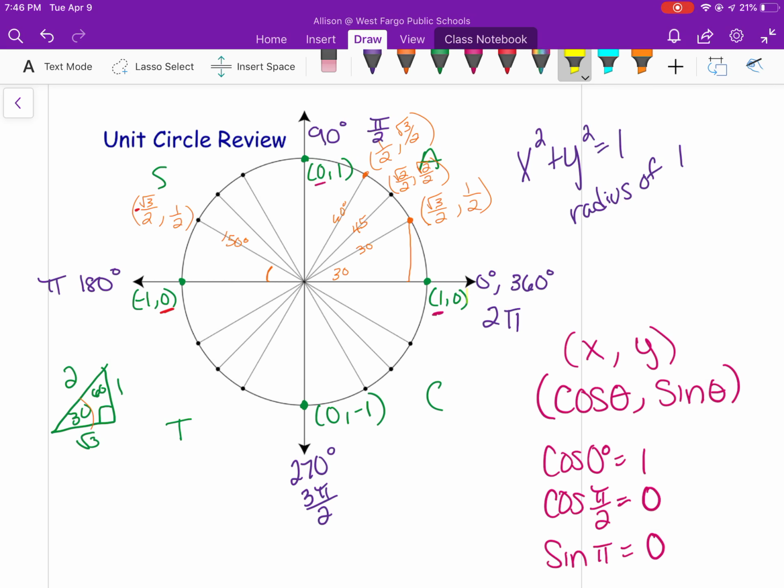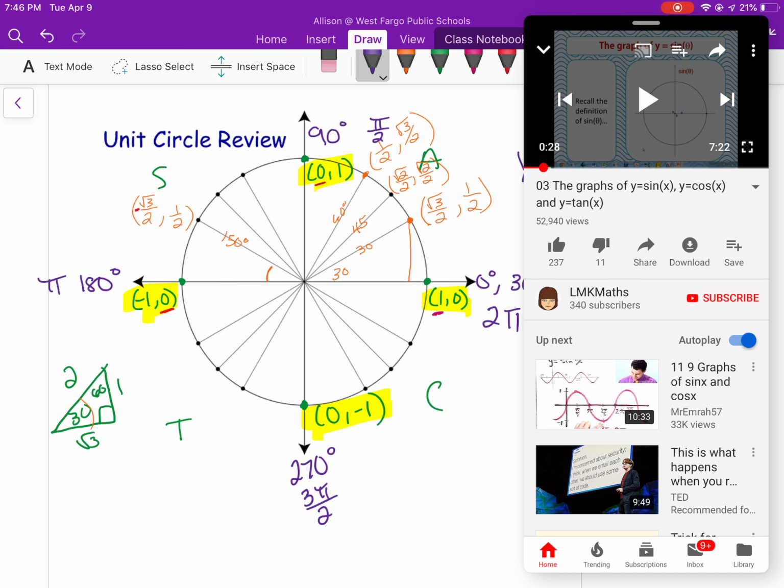So the ones we're going to focus on and use to graph are these 4 quadrants around the circle. And sine and cosine kind of worked like this. So I'm going to pull in this little YouTube clip that's going to show you a visual of how this works. So, graphing sine.